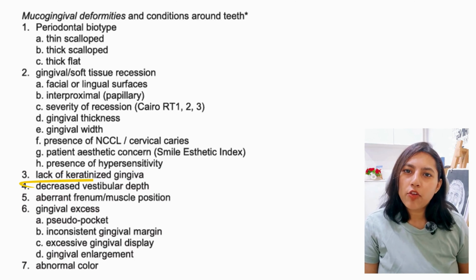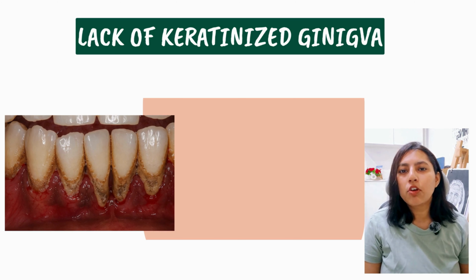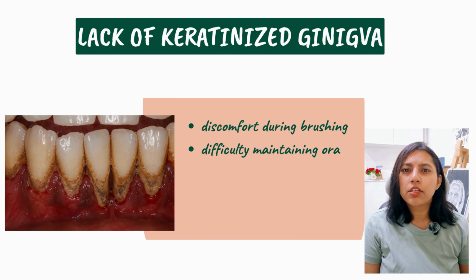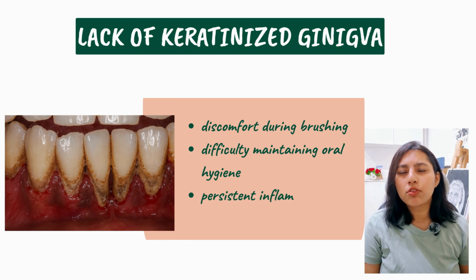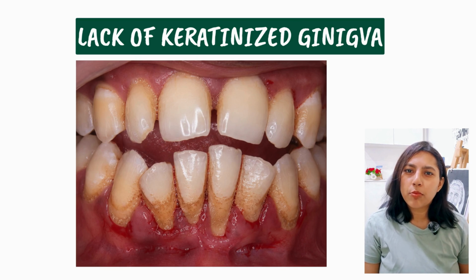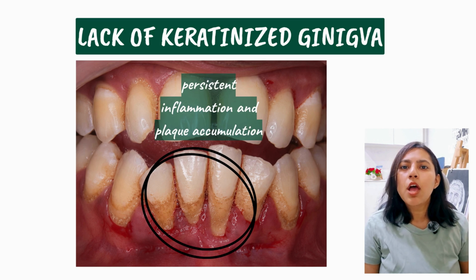The first is lack of keratinized gingiva. Now, clinically, a patient with inadequate keratinized tissue often complains of discomfort during brushing, difficulty maintaining oral hygiene, and persistent inflammation around the gingival margin. For example, a patient may repeatedly accumulate plaque around mandibular incisors, not because they are careless, but because brushing itself becomes painful due to inadequate attached tissue.